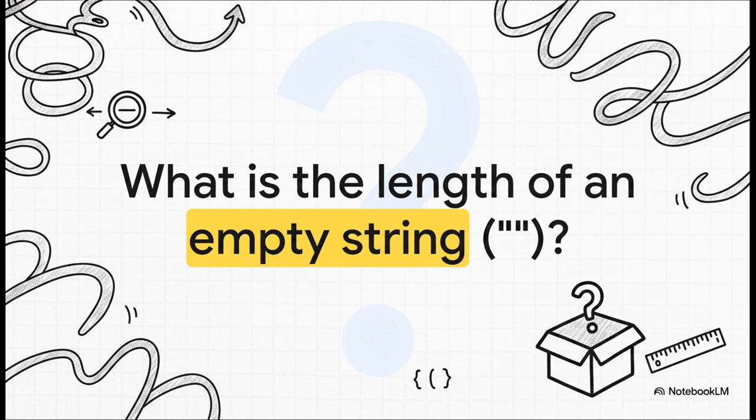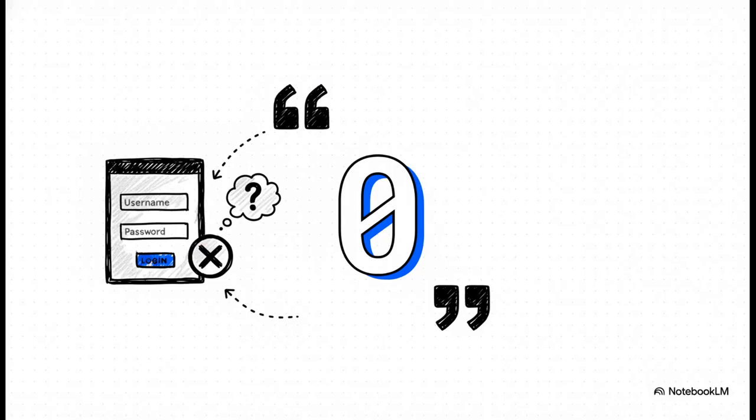Okay, time for a bit of a curveball to really test your understanding of a string's absolute limits. What happens if you run that len function on an empty string? Meaning, just two double quotes right next to each other, with absolutely nothing inside them. What's the length? It is exactly 0. 2 quotes with nothing inside equals 0 characters. Now, you might be sitting there wondering, why on earth would I ever purposefully make an empty string?